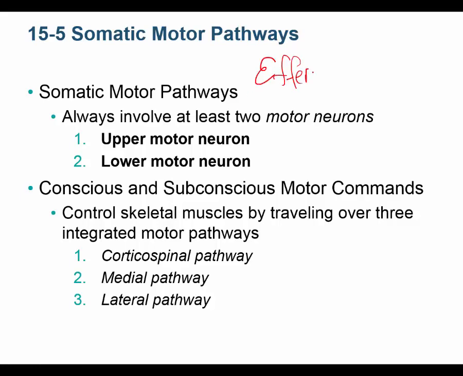Motor pathways are efferent. These pathways are descending. They're going out of the brain down the spinal cord. Descending. They're motor. Some of them are involuntary. Some of them are voluntary. So these descending efferent motor pathways, there's always at least two motor neurons, as it says right here. There's at least an upper motor neuron and a lower motor neuron.